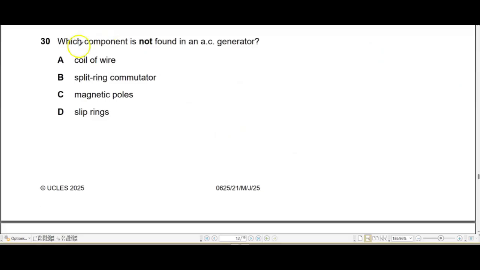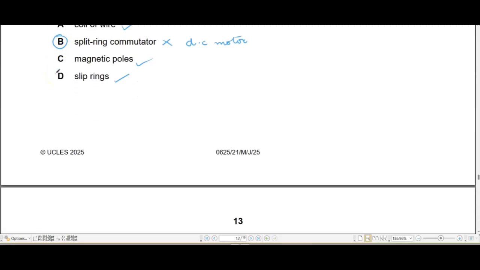Okay. Question number 30. Which component is not found in an AC generator? Okay, A. Coil of wire. It is found in AC generator. Split ring commutator. Yes, this is not found because it is found in DC motor. Okay. And magnetic poles have to be there because induced current has to be created, and without magnetic poles it can't be created, and slip rings are found in AC generator. So B is going to be the correct option.